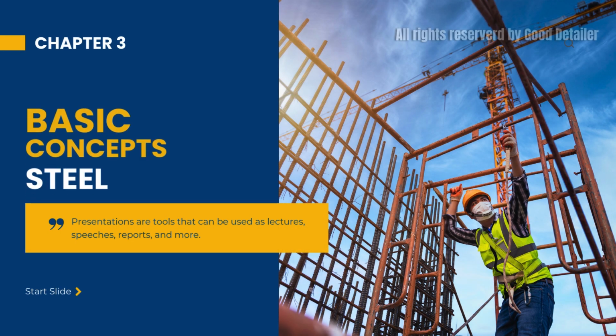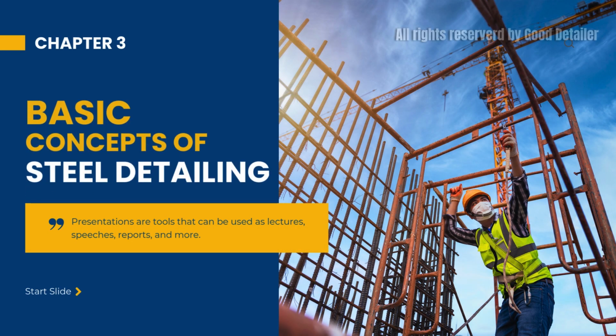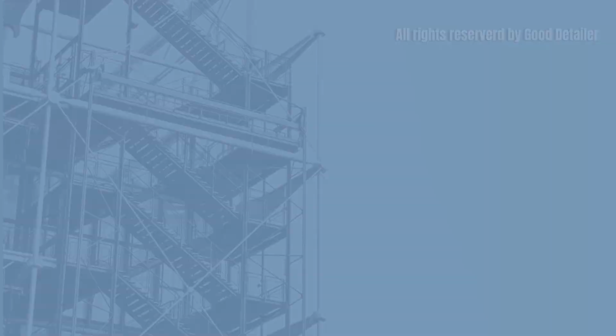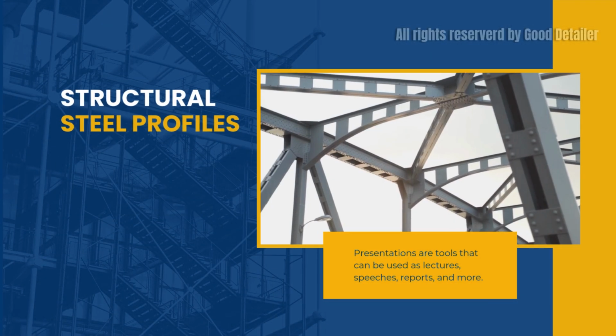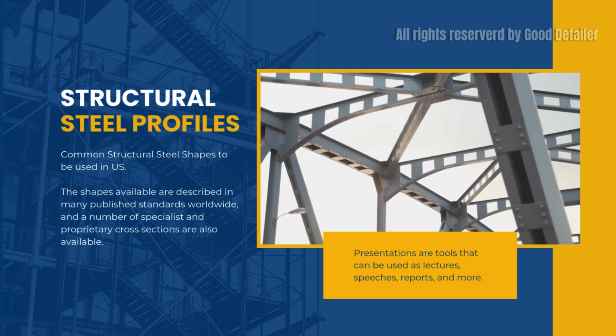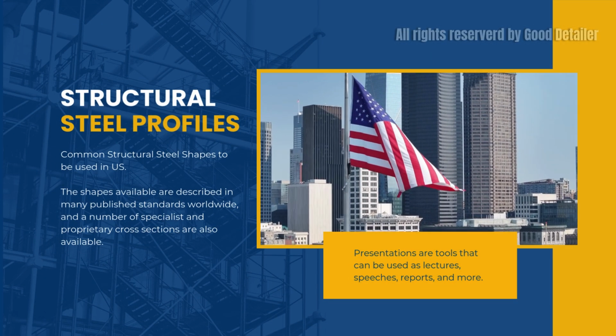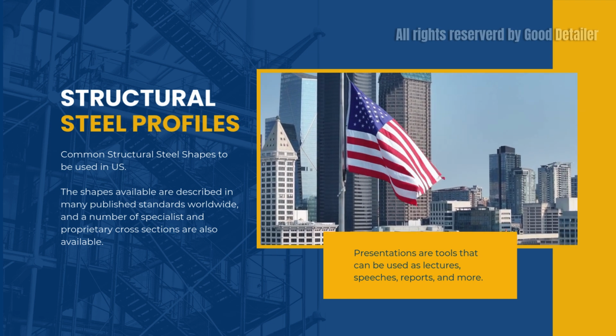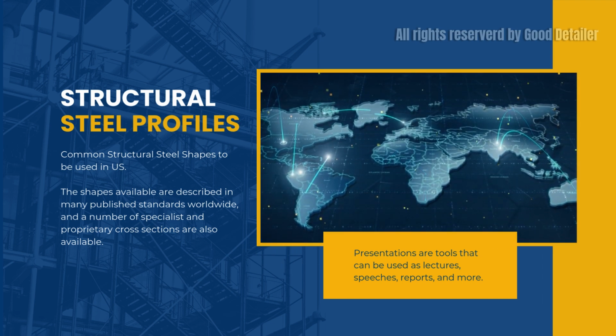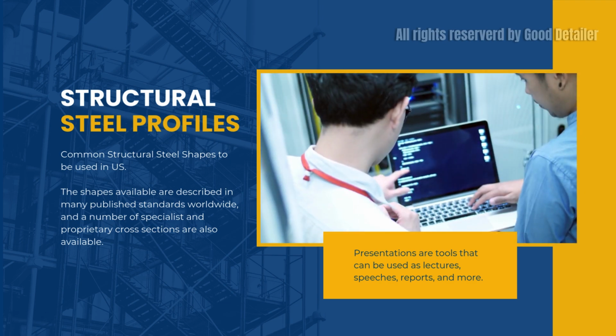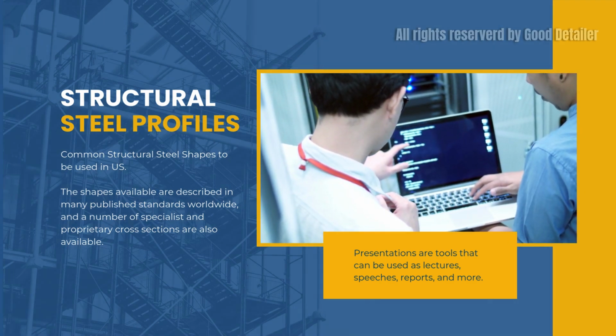Chapter 3. Basic Concepts of Steel Detailing. Structural steel profiles: common structural steel shapes to be used in the U.S. The shapes available are described in many published standards worldwide, and a number of specialist and proprietary cross-sections are also available.